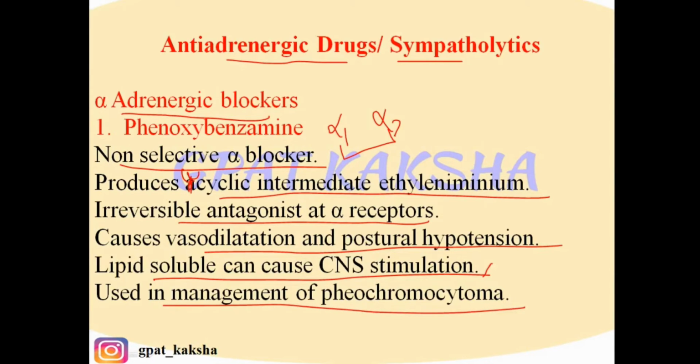It is used in management of pheochromocytoma. Pheochromocytoma is a tumor of chromaffin cells of adrenal medulla, which leads to excessive secretion of catecholamines and thus leads to enhanced effect of adrenergic system. So since it is an alpha blocker, it blocks the activity of alpha receptors. So it is used in management of pheochromocytoma, in which the excessive activity of adrenergic system is seen due to formation of tumor of chromaffin cells of adrenal medulla, which leads to excessive secretion of catecholamines.